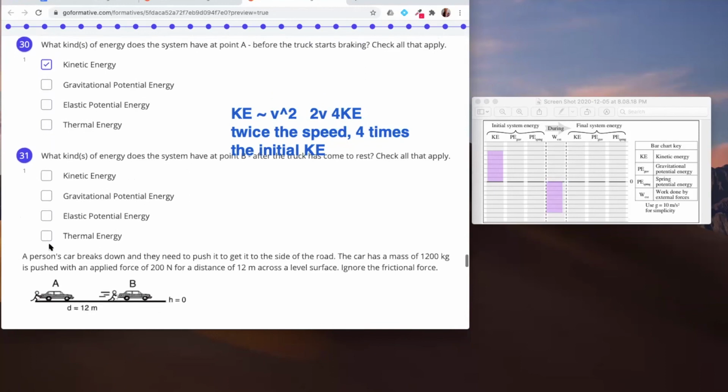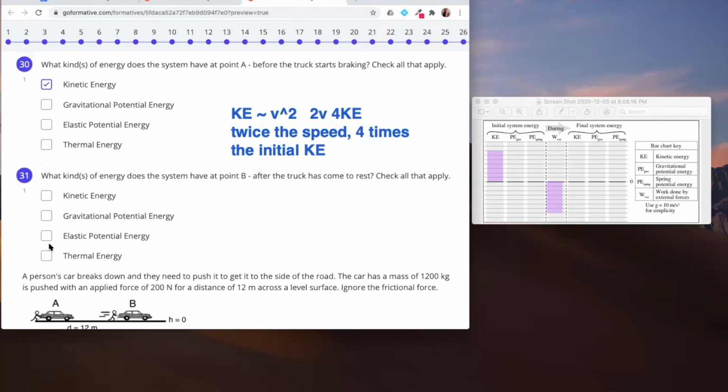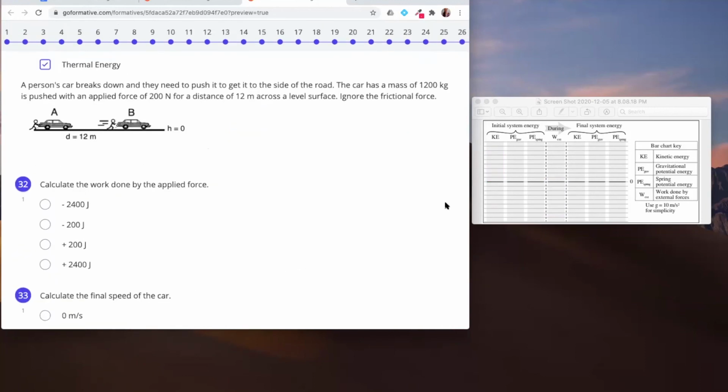And after the truck has come to rest, the friction has done negative work, so there's thermal energy at the end. For number 32 and the ones that follow, a person's car has broken down and now they're trying to push the car. This is another work problem. The distance the car moves is to the right.